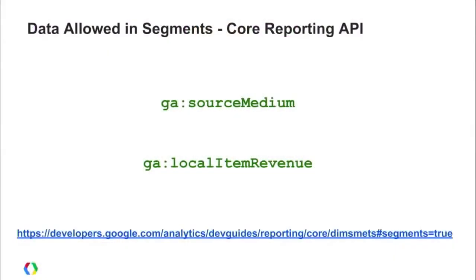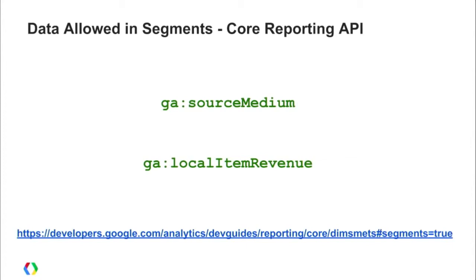We also enabled segmentation for a few different dimensions. So there's source medium. This is a relatively new dimension. We added source medium, which is a combination or concatenation of source and medium. So this is also now allowed in segments. And then we have local item revenue, which is also now allowed in segments.